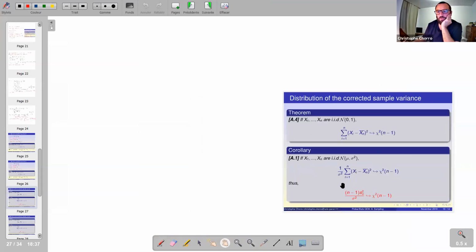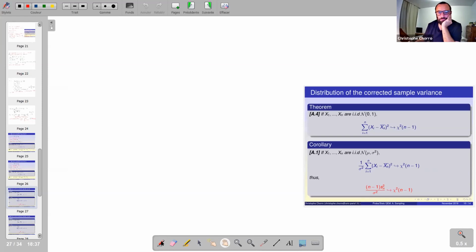So first, let's prove the following result: that the sum from i equal to 1 to n of (Xi minus Xn overline) squared follows a chi-square distribution of parameter n minus 1, if my Xi are iid N(0,1).